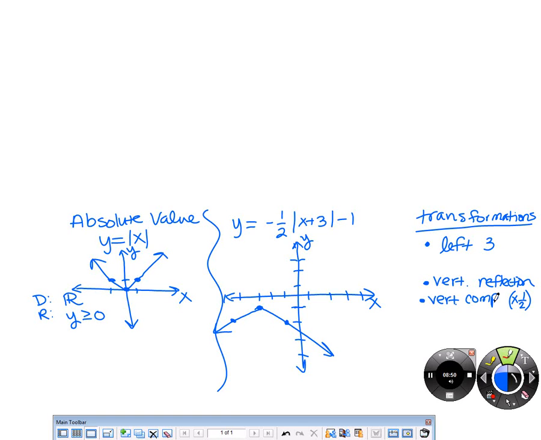And again, you could see that. Notice from our parent function, if we wanted the V to be the same shape as this one, we would have to take it and compress it vertically so that the sides were forced to go out wider. All right, and then what about the -1 that's at the end of the equation? Down 1.